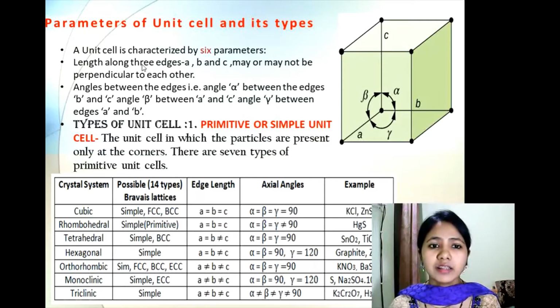First, the length along the 3 edges. It has 3 edges, or we can say the 3 edge lengths. You can see these 3 lengths here in this picture: the 3 lengths a, b and c.